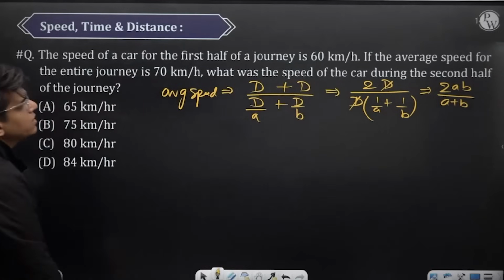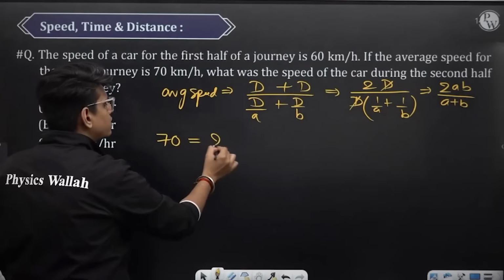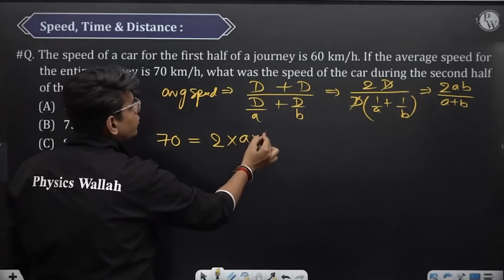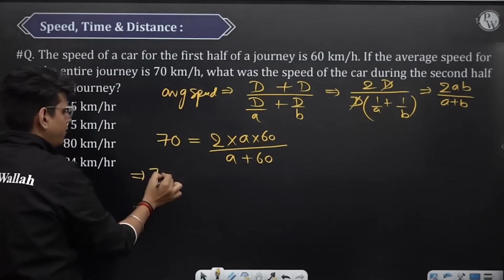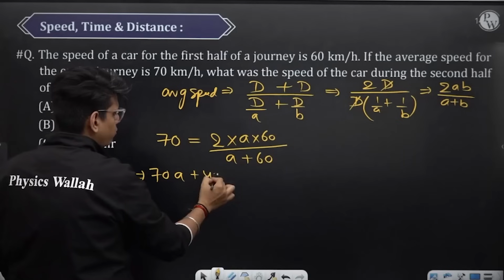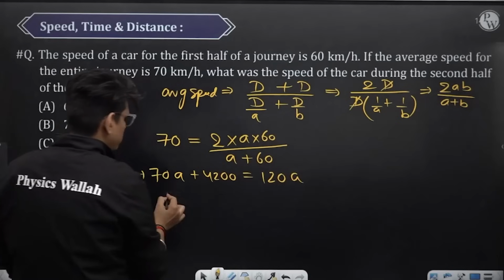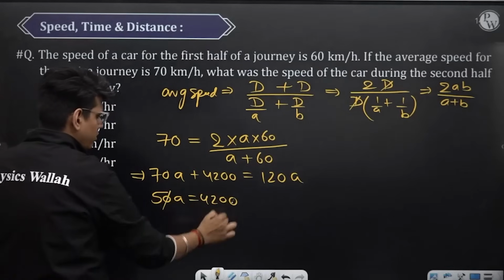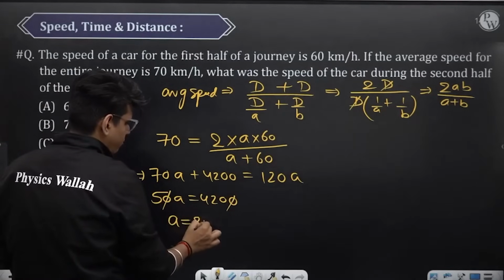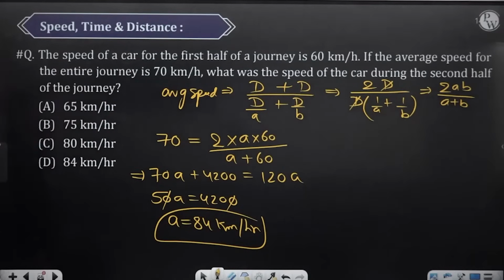So this average speed is given to you as 70. One of the speeds, let it be A, the other is given as 60. So this is 70 into A plus 60, which gives 7 sixes are 42, 4200 equals 120 A. So 50 A equals 4200, and A equals 84 kilometers per hour. The speed which we need to calculate is 84 kilometers per hour.